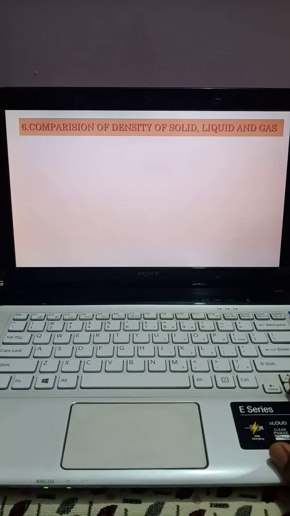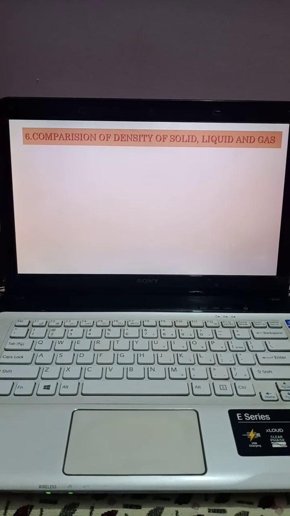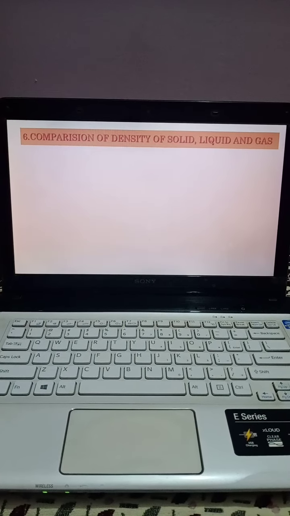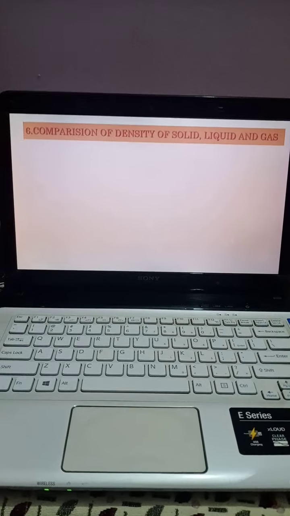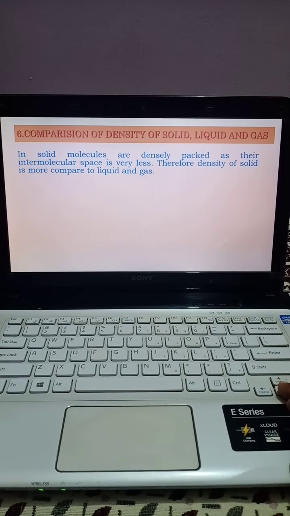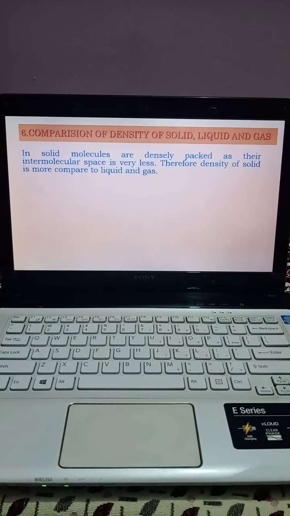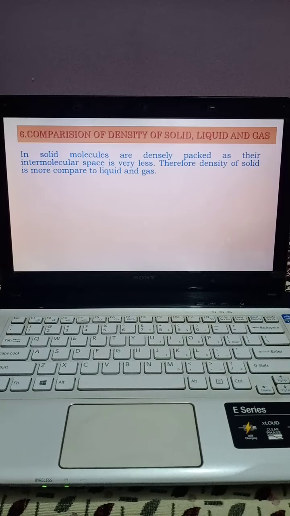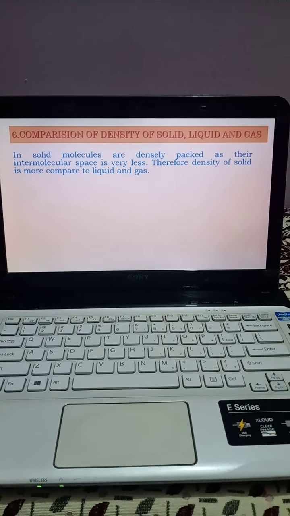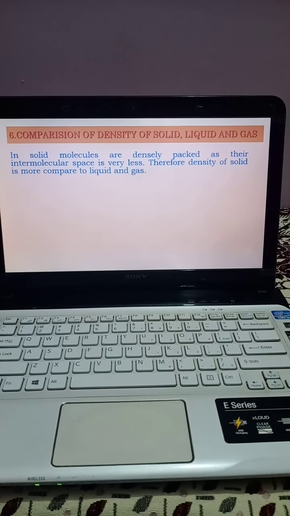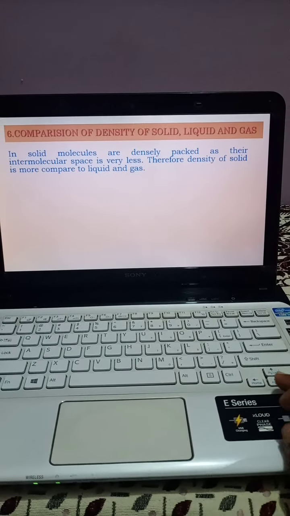So next topic here is comparison of density of solid, liquid and gas. Density of any solid, liquid and gas is based on its molecular arrangement. For example, in a case of solid, molecules are densely packed. So because of that, its intermolecular space will be very less. Thus, density of solid is much more as compared to liquid and gas.